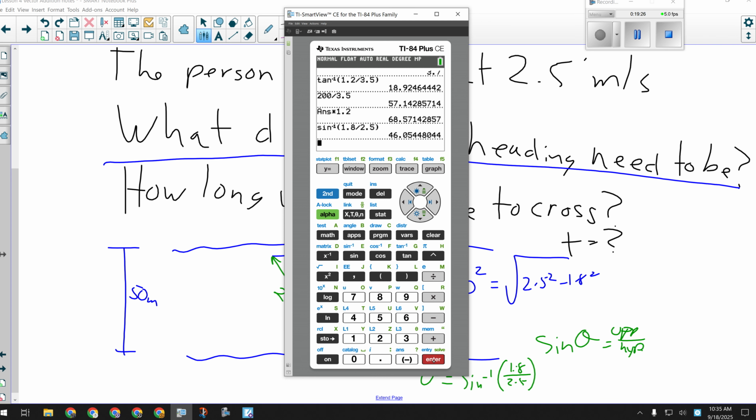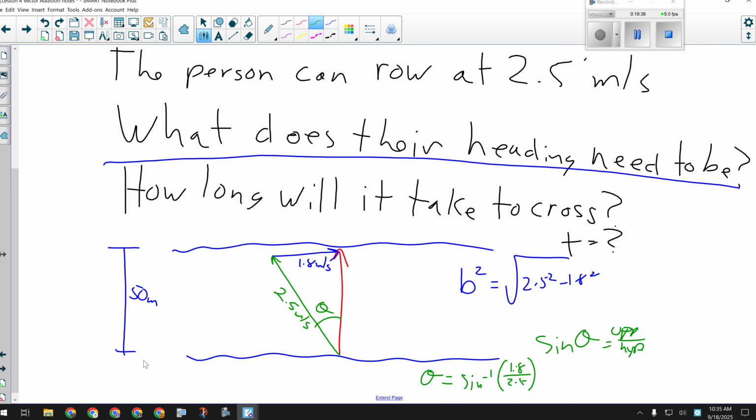Okay, so I got to point the boat 46 degrees west of north. Okay, it's quite a ways. I didn't draw that super accurate. That should actually be like way over here. Okay, so this angle is going to be 46 degrees.